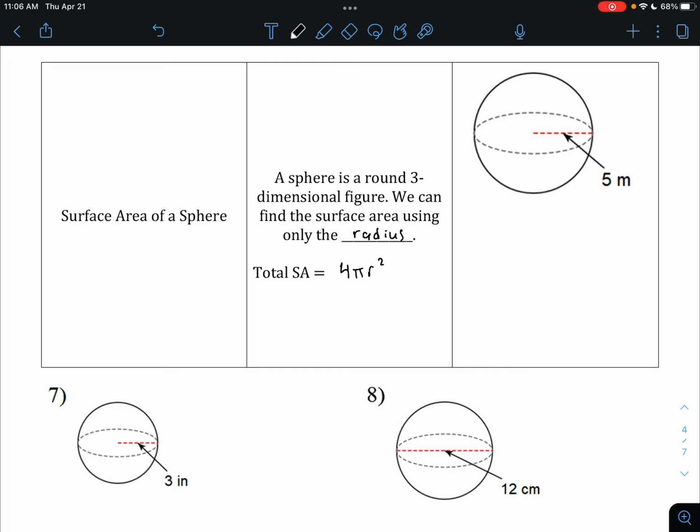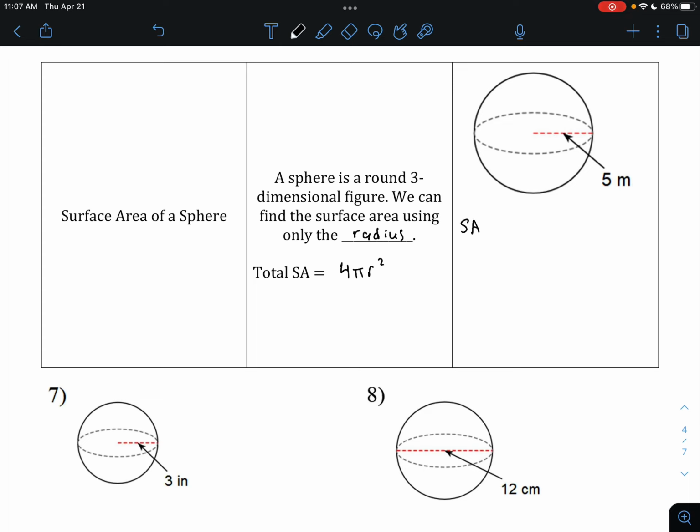Now, anytime you want to find the surface area of a sphere, the only thing that you really have to worry about is, do I have the radius or the diameter? And in this example, we have the radius, so we're okay. We don't have to worry about cutting it in half. We take our radius and put it into our equation, and that will give us the answer.